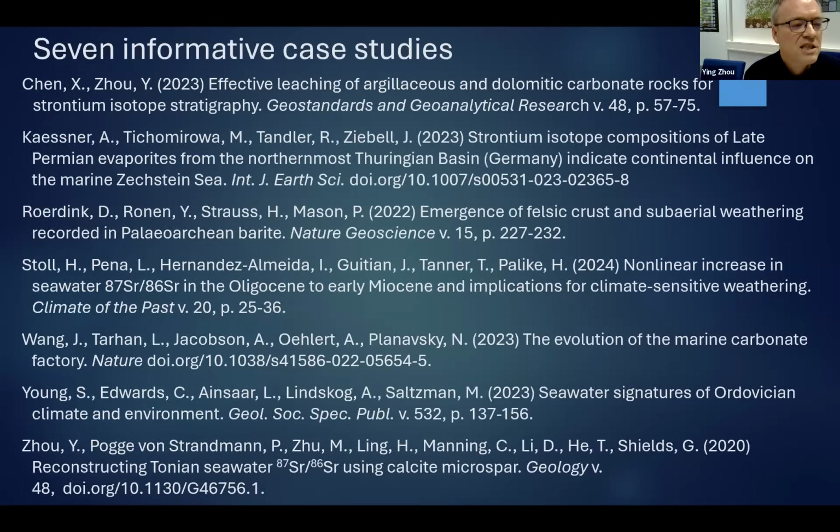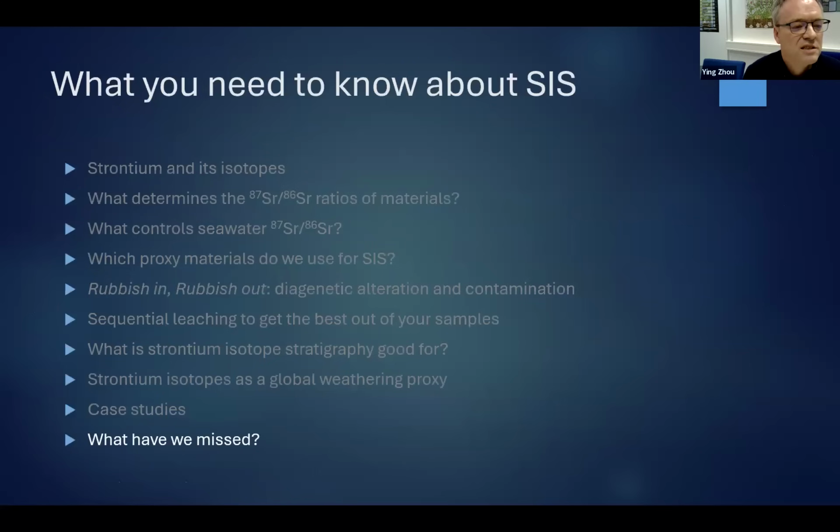If you're interested in going into any of these case studies, I would recommend looking at these papers. So this is the effective leaching paper that Ying was talking about, but there's also a few other papers here, for example, the emergence of the felsic crust in the Paleoarchean, and that's a barite related study, et cetera, et cetera. Some of these I've mentioned in the talk already.